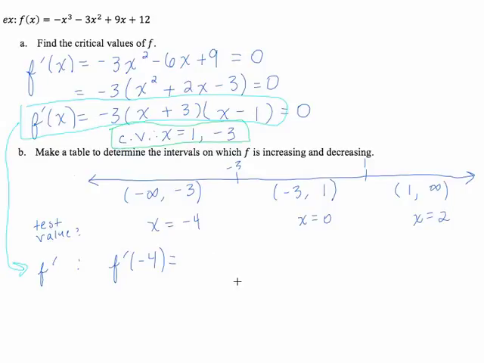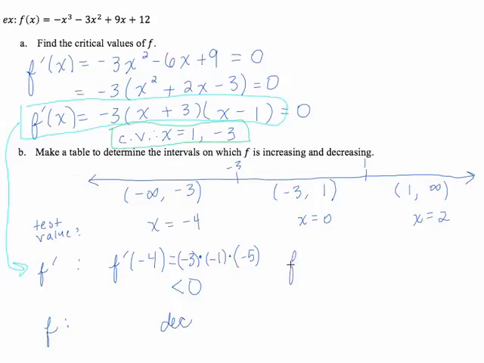So it's -3 times -4 plus 3, which is -1. And -4 minus 1 is -5. So we have a negative times a negative, which is a positive, times another negative, so f prime of -4 is less than 0, which tells us that f is decreasing at -4, and therefore it must be decreasing on that whole interval, since it could only change from increasing to decreasing or vice versa at critical values. And then we do the same for each of these intervals.